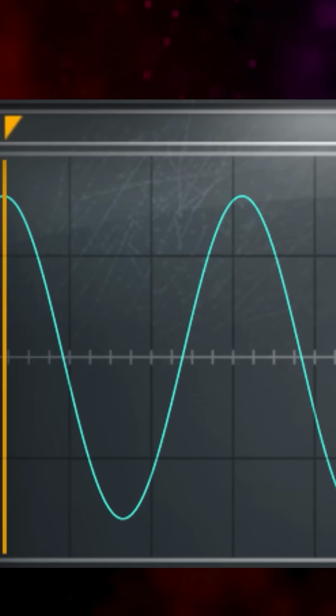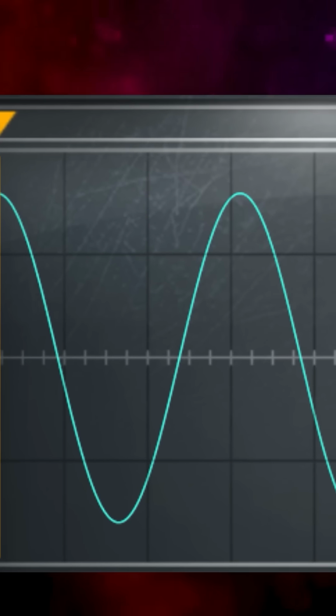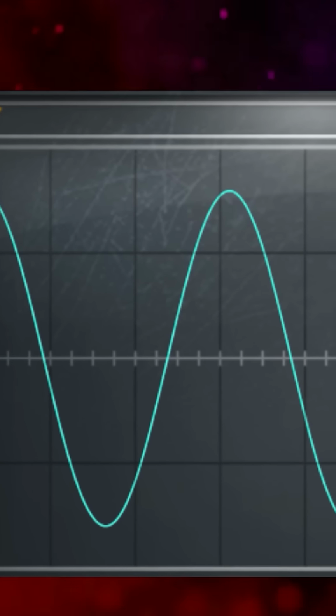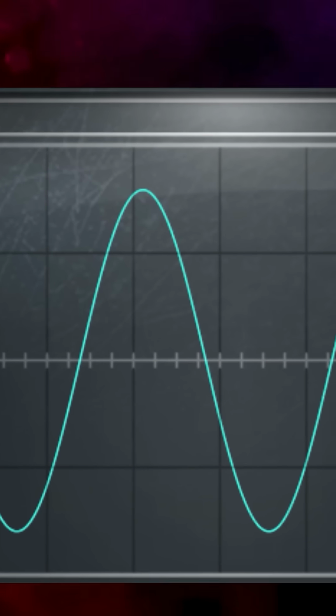So essentially what's going down the microphone cable or a speaker wire is an electrical representation of that push and pull from the sound wave. Now, in this example, the signal begins with a positive voltage and then transitions to a negative voltage. When the waveform is above the center line, it's considered positive. When it's below, it's negative.